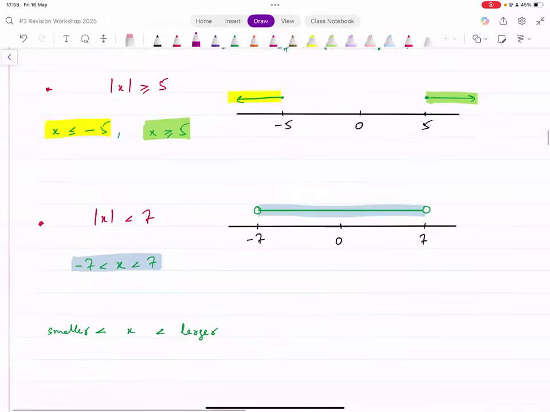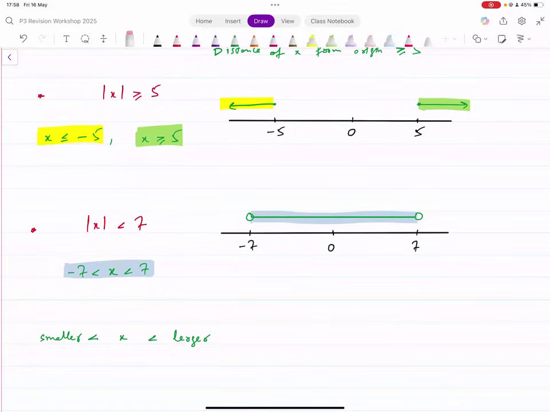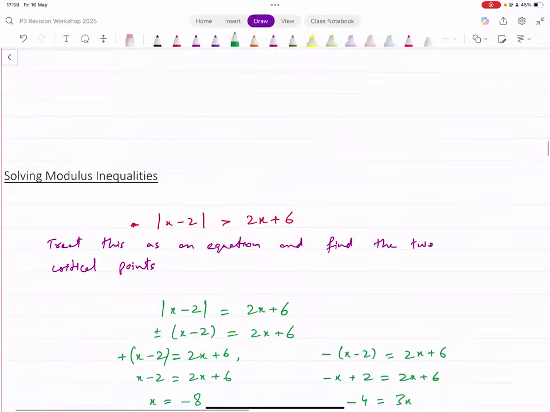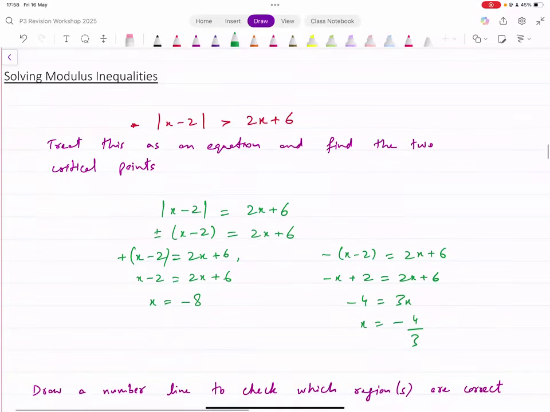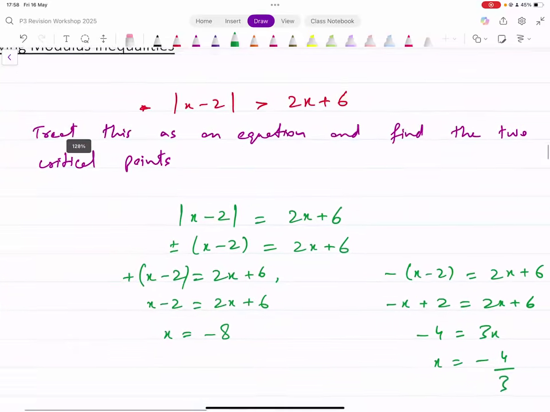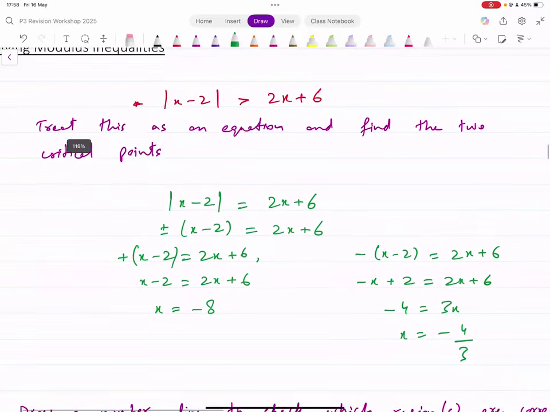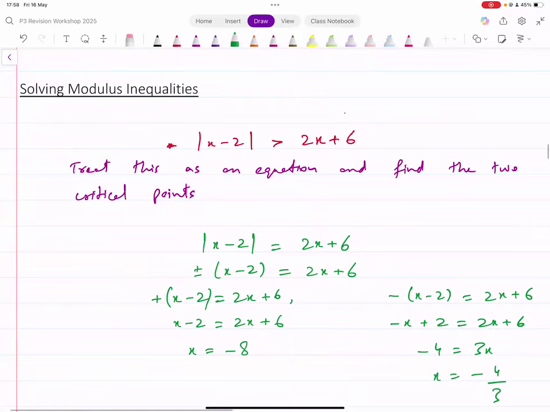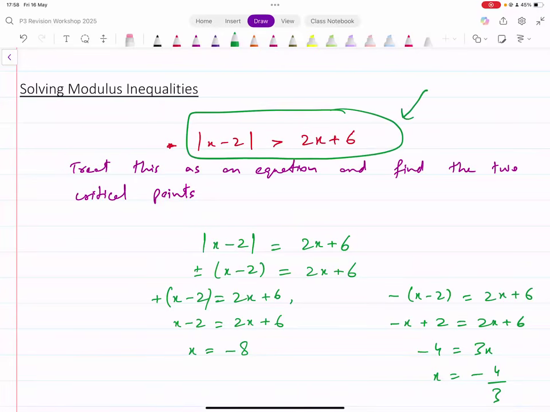Okay, now these were fairly straightforward examples, just modulus x is greater than or equal to 5 or less than 7. In general, how do we solve modulus inequalities? This is the process that we follow. Let's say we want to solve this particular modulus inequality. Modulus of x minus 2 is greater than 2x plus 6. Now, how do you solve this? For solving any inequality, including the modulus inequality, and as we will see later, polynomial inequalities like cubic inequalities, you would always solve it as an equation first of all. So solve it as an equation.